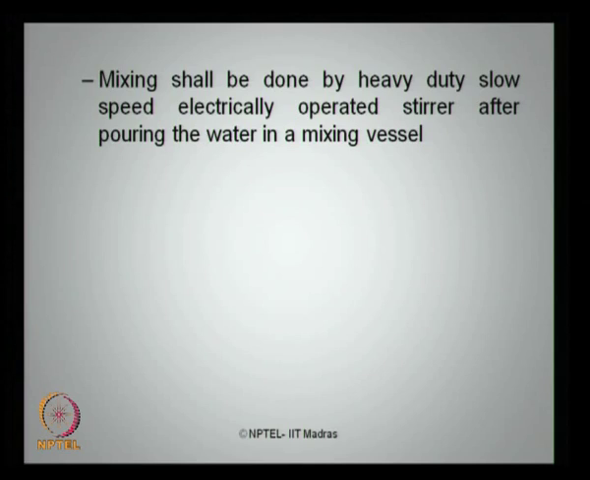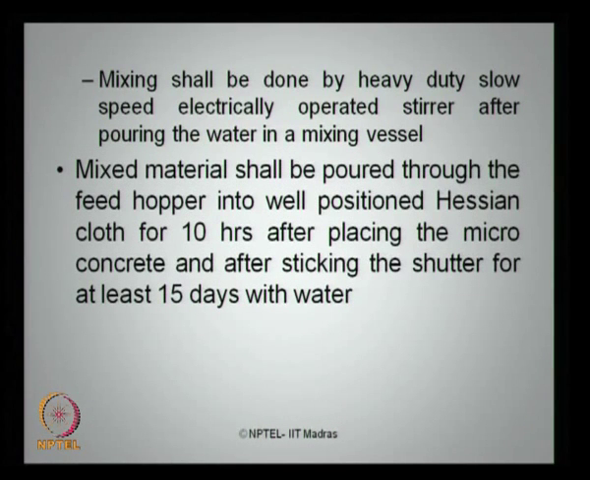Mixing should be done by a heavy duty slow speed electrically operated stirrer after pouring the water in the mixing vessel. Mixed material shall be poured through the feed hopper system. Keep the surface covered with well positioned hessian cloth for 10 hours after placing the microcrete, and after striking the shutter, cure for at least 15 days with water.